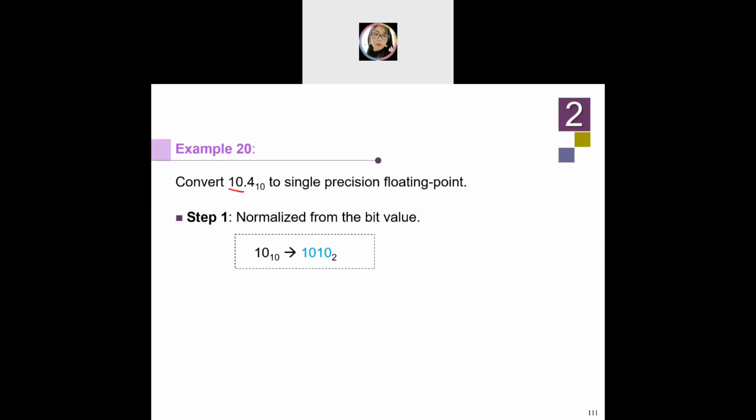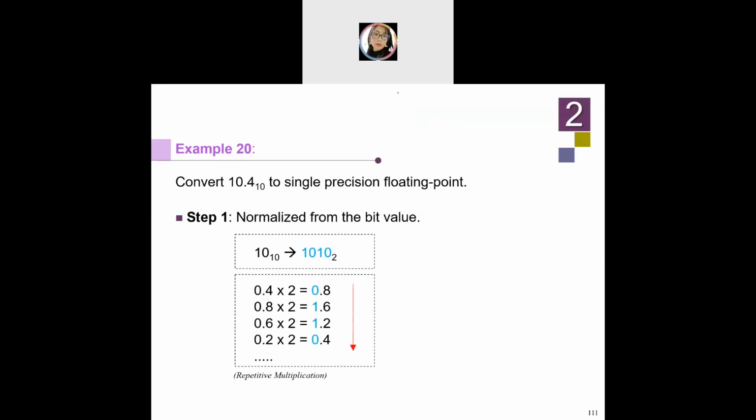Okay, you need to convert 10 to binary. For 0.4, what you need to do is repetition multiplication. 0.4 times 2, and then what will you get? You can try to do it, then that is your answer. Then you combine with this, 0.0110. This is the value for this number.